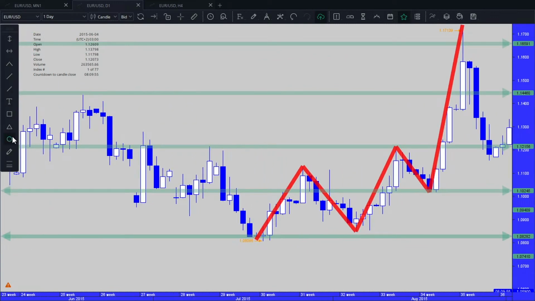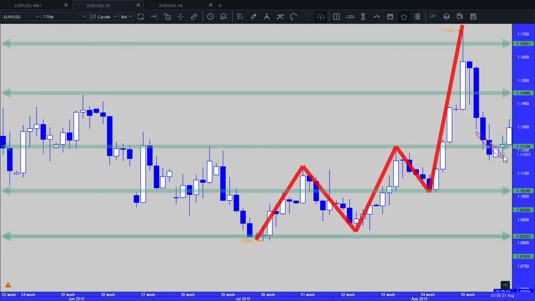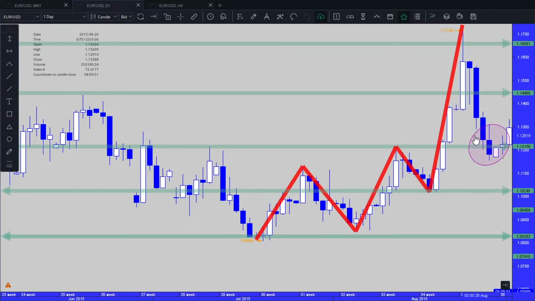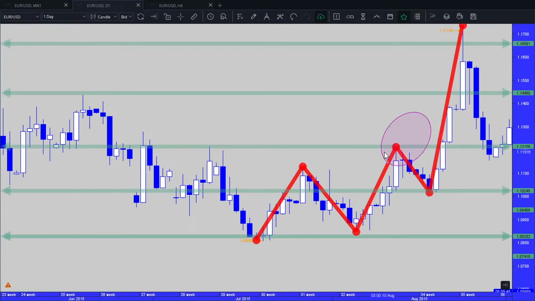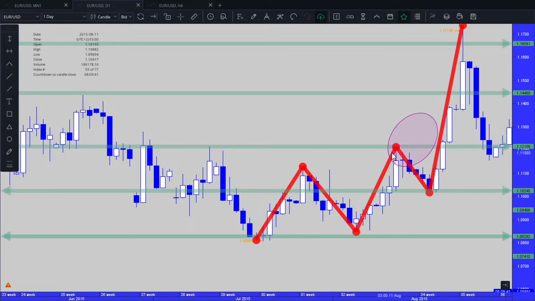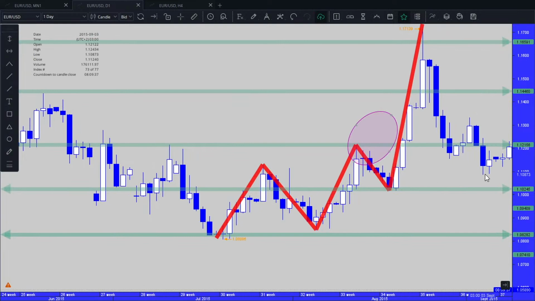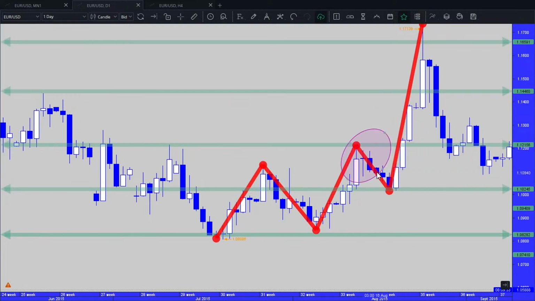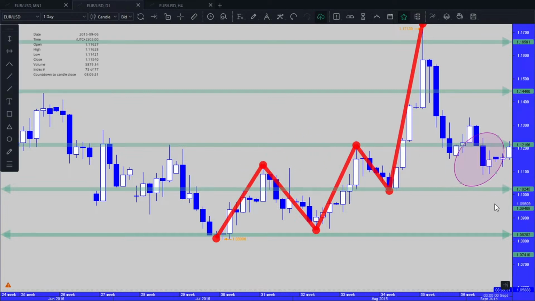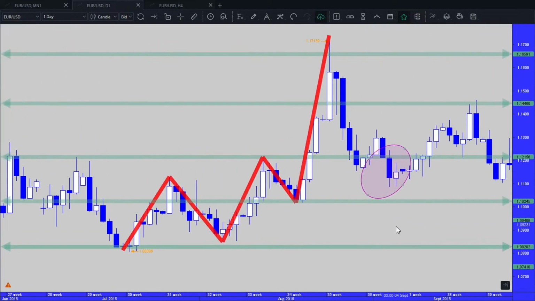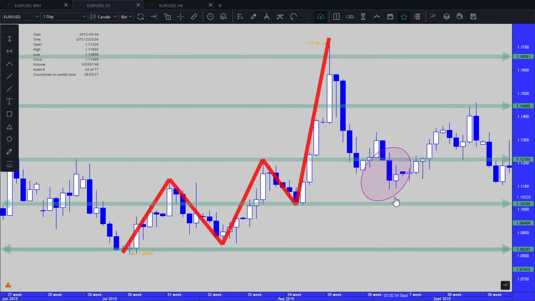So here you have a reaction at the pivot point, and this pivot point is aligned with, come on, this high. Okay, then the market went down. Why? Because this low was aligned with this high. And then it went back up, and give me a second, everybody.